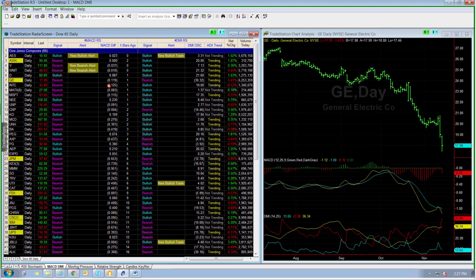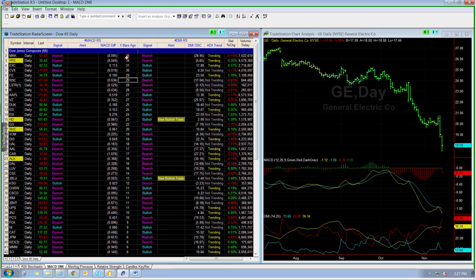For example, GE had a new bearish alert yesterday. So this has actually been bearish for a while. MACD kind of retraced a little bit. MACD peaked a little bit above zero, and then we got the new bearish alert yesterday. So 1 bar ago means that there was a MACD alert 1 bar ago. 2 means that it was 2 days ago, and so on and so forth.